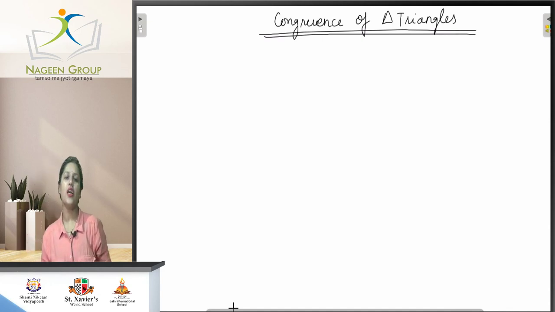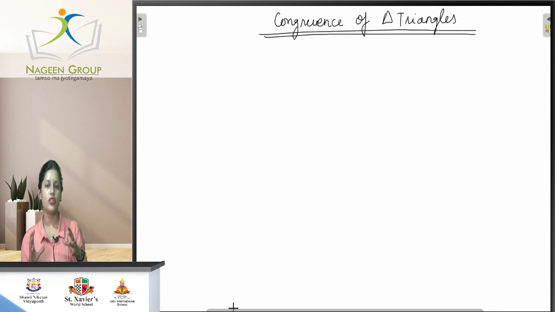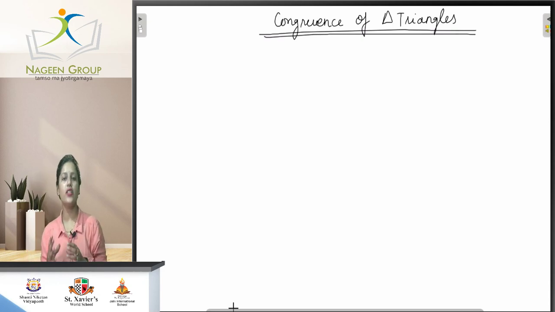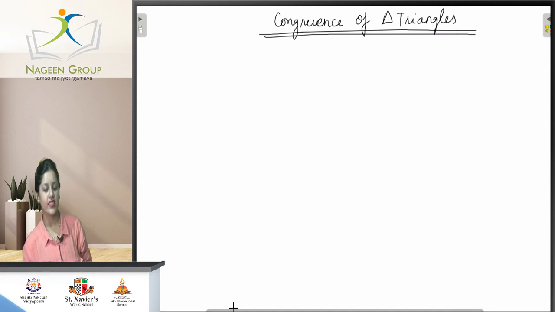In that class we are going to study the properties and theorems that are related to the congruence of a triangle. So first of all, this is a basic class in which we are going to learn what congruent and congruent triangles are, the different types, and the theory part of this. So let's get started.